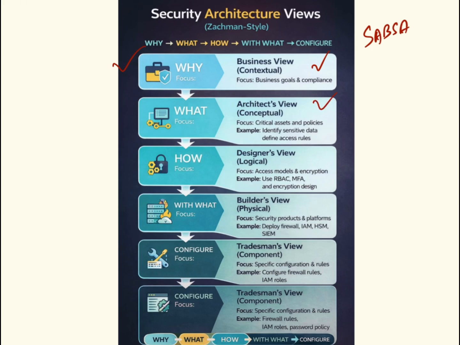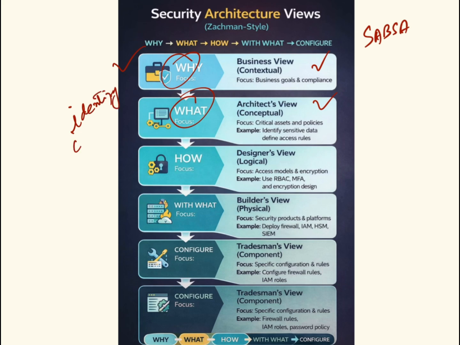Second one is architect view. Again, what does it answer? What needs protection. So the first one is why we need it, what we are solving here, and now what needs protection, what security principle applies. So identify critical assets.